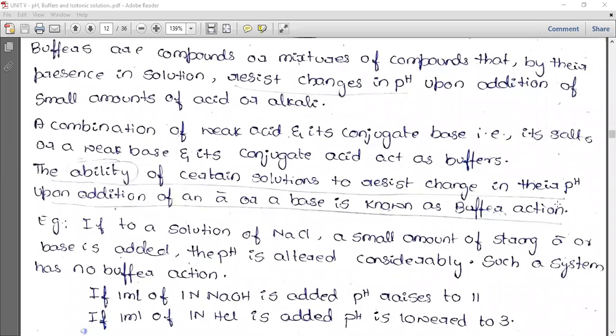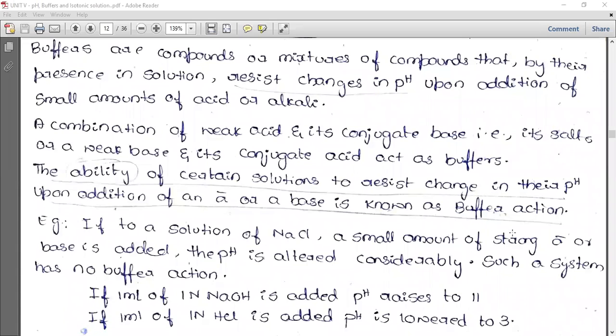Clear? Then we come across a term known as buffer action. What do you mean by buffer action? It is the ability of a solution to resist change in pH upon addition of acid or base. The ability of any buffer to resist the change in pH is known as buffer action. We'll be learning another term next.